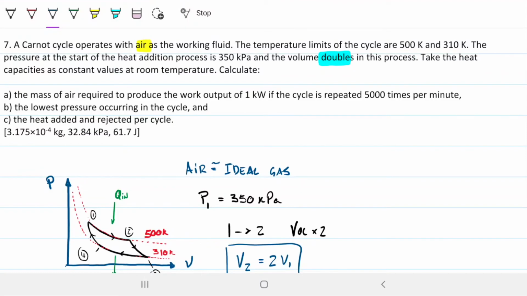Take the heat capacities as constant values at room temperature. This is another important thing. We're considering Cp and Cv as constants at room temperature. So we're going to take Cp and Cv at 300 Kelvin, which simplifies the analysis of the problem in a lot of ways. And we're going to talk about that as we go.